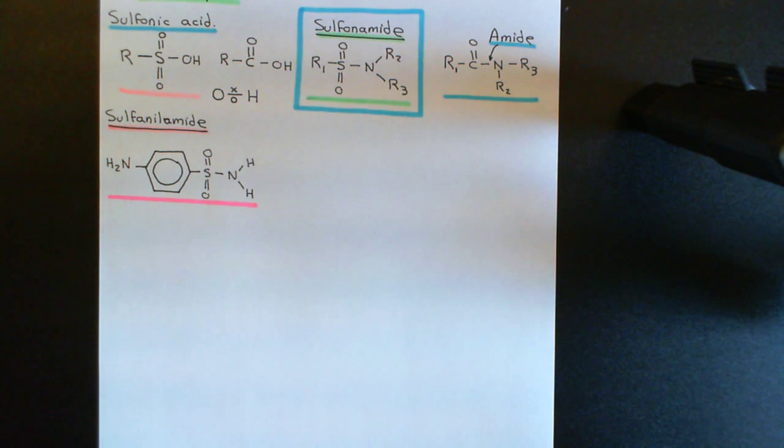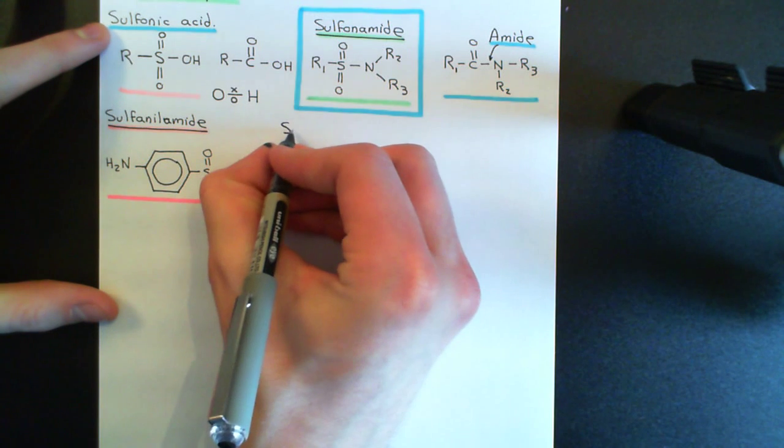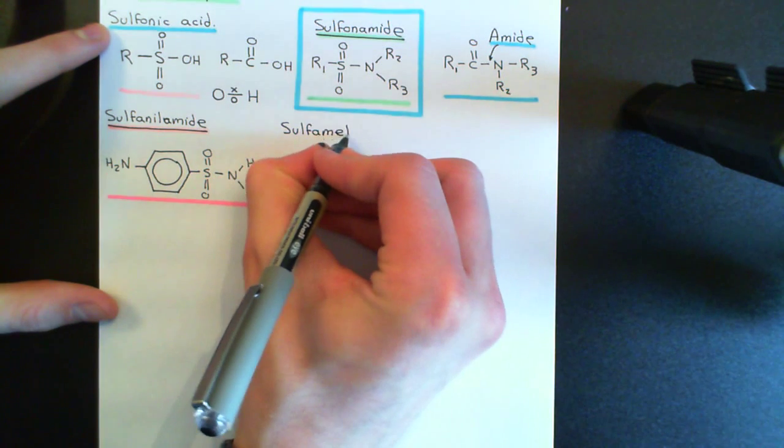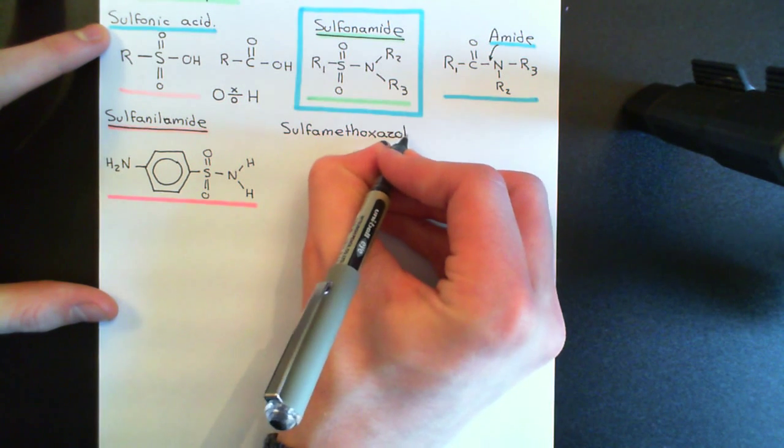Okay, so now that we've had the first one, let's now do the 2 clinically important ones, because they're still reasonably commonly used. Okay, so the main example of a sulfonamide antibiotic that's still used is sulfamethoxazole. Okay, and now I'll show you the chemical structure of sulfamethoxazole.